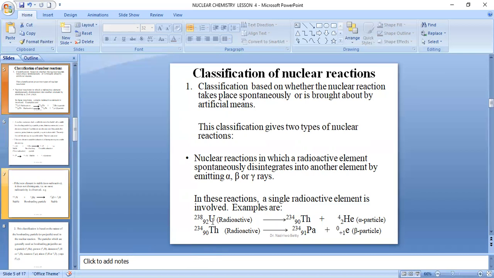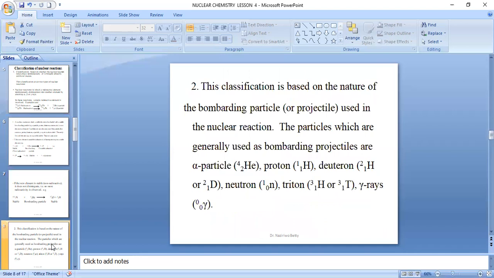An example of a radioactive element is uranium-238, which disintegrates into another radioactive element, thorium-234, and an alpha particle is emitted. Then this unstable radioactive thorium also disintegrates into protactinium-234, and an emission of beta particle is observed. The second classification.